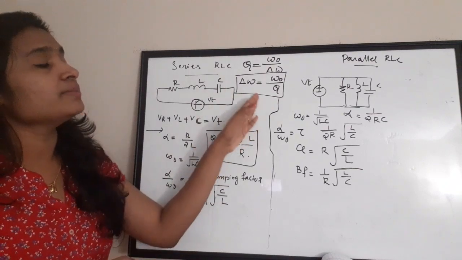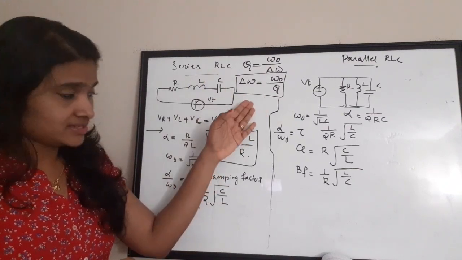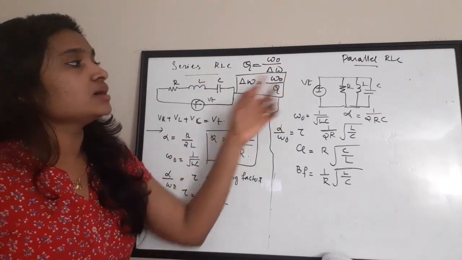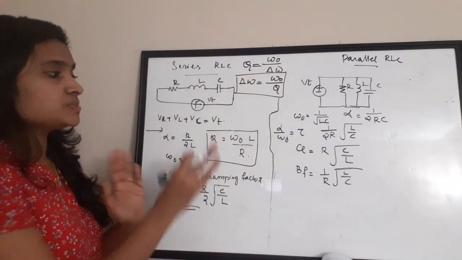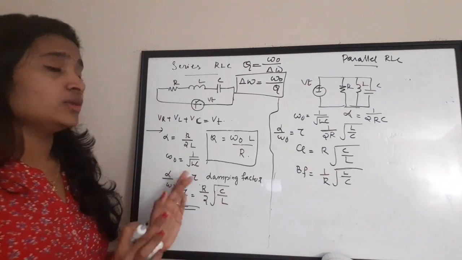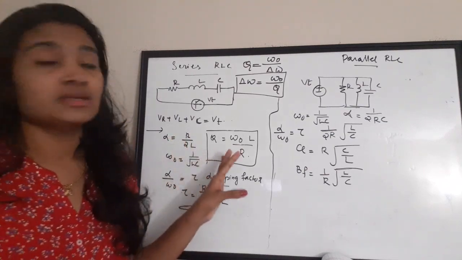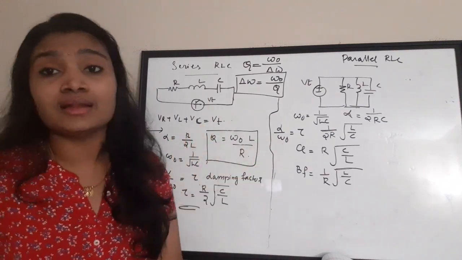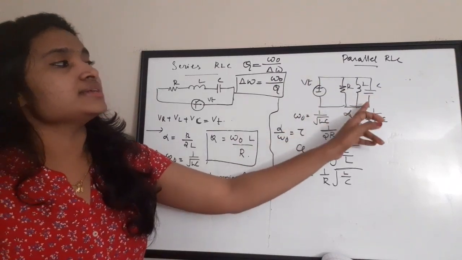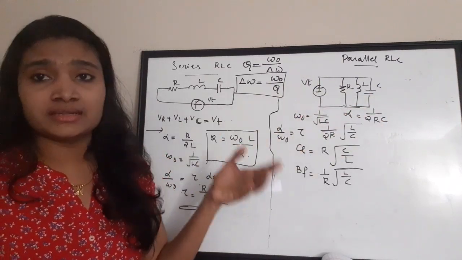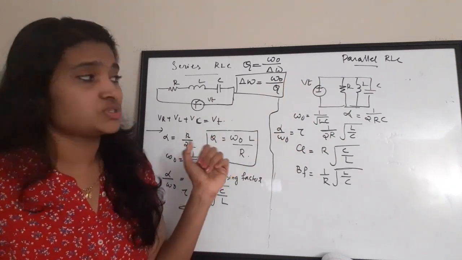So this is the bandwidth for a resonance circuit, where omega 0 is the resonance frequency and Q is the quality factor. I hope this many equations are clear to you, and I hope that you have noted these equations. Next, moving on to the parallel RLC network, where the resistance, inductance and capacitance elements are connected in parallel to the source.